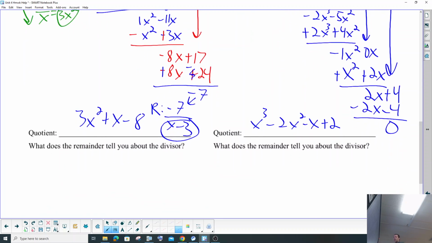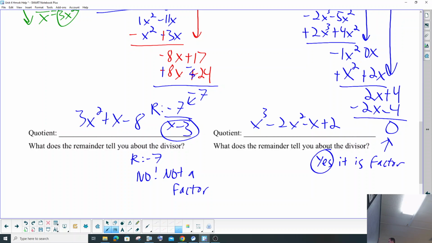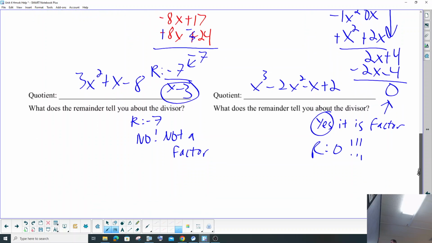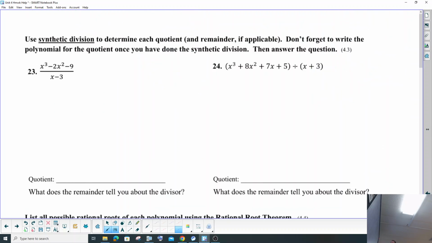Good. Okay, so what does the remainder tell you about the divisor? So we got a remainder of negative 7. So no, not a factor. And we also have this one, we got a remainder of 0. And so yes, it is a factor, because we got a remainder of 0. So that's a good refresher on how to do long division.